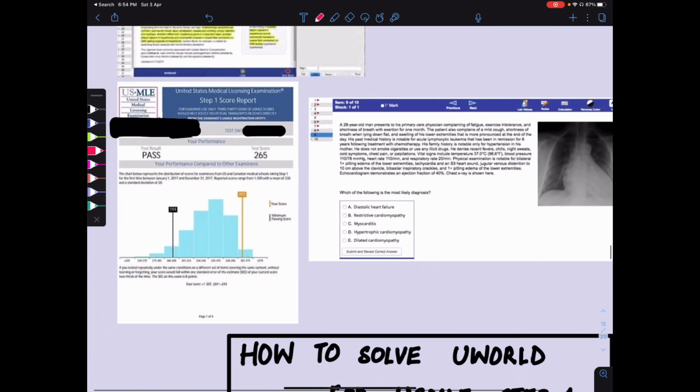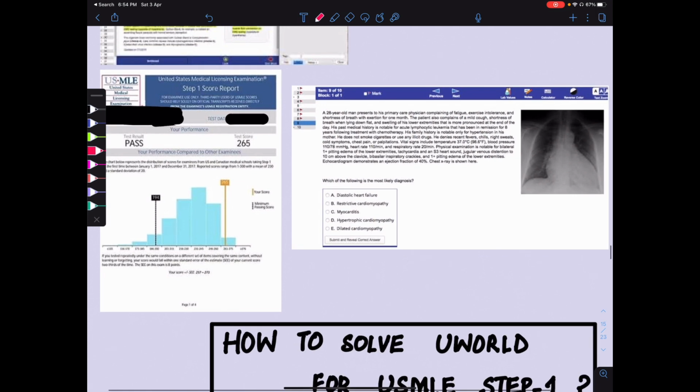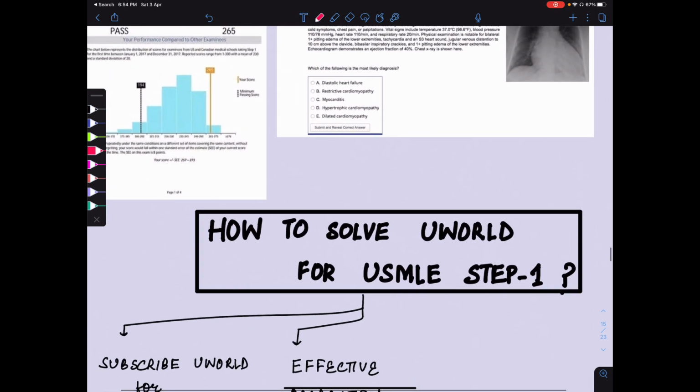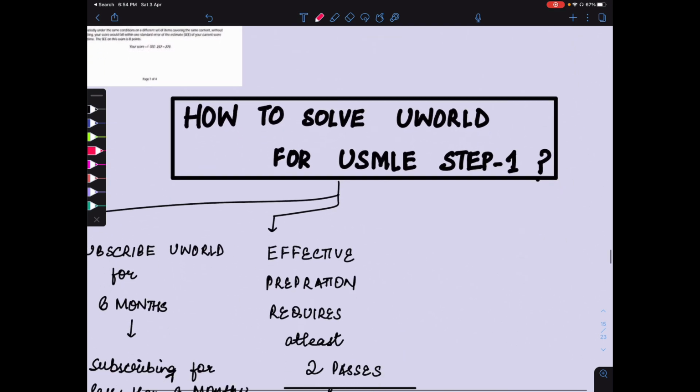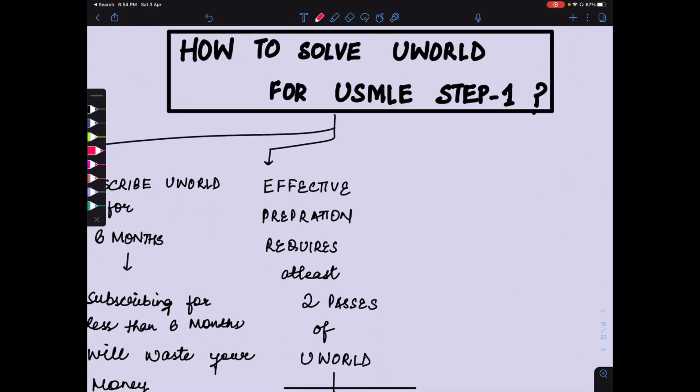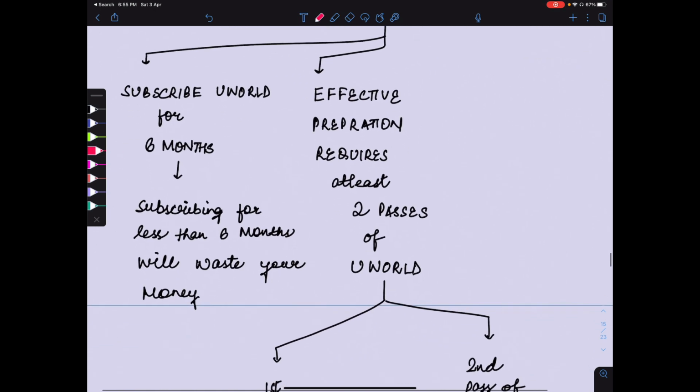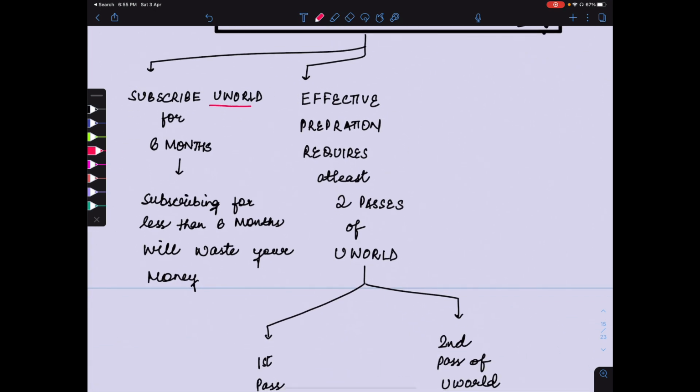And this is how the score reporting comes out for the Step 1 exam. They tell you about your weak areas, your stronger performance areas, as well as the average scores. Now the next question arises: how should you solve UWorld for USMLE Step 1? This is such a big topic. UWorld forms the fundamental resource for Step 1 preparation. In fact, for Step 2 CK also, UWorld is very important. So the first and foremost thing you should do is subscribe to UWorld for 6 months.